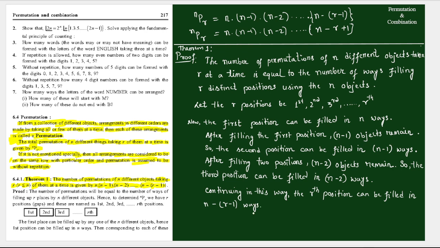So now the total number of ways will be how much? By the fundamental principle of counting. Do you remember? All will be multiplied, right?